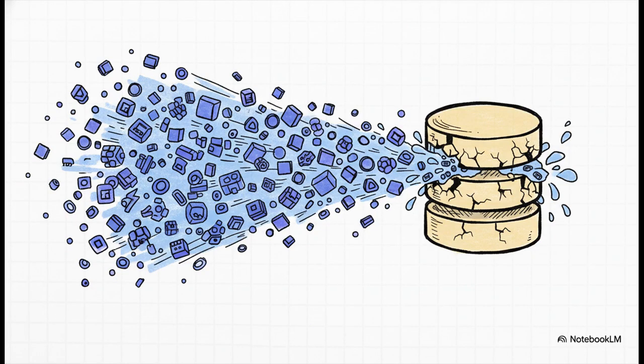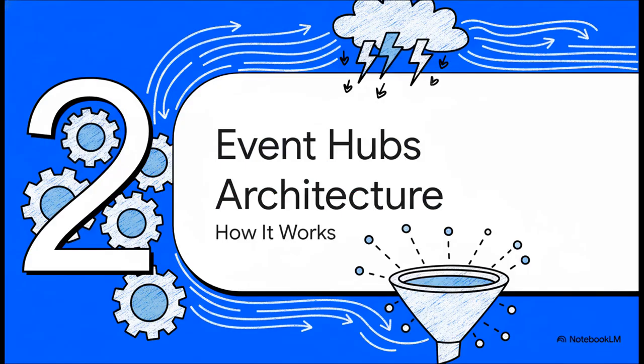So here's the real kicker. This isn't just about storing data. It's about capturing a relentless fire hose of information and actually making sense of it as it happens. Your traditional databases, your old school messaging queues, they just weren't built for this kind of scale and speed. They'd fall right over. And this is where Azure Event Hubs enters the picture.